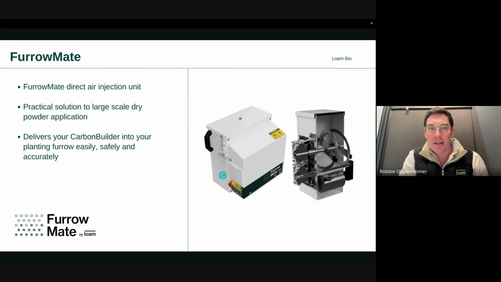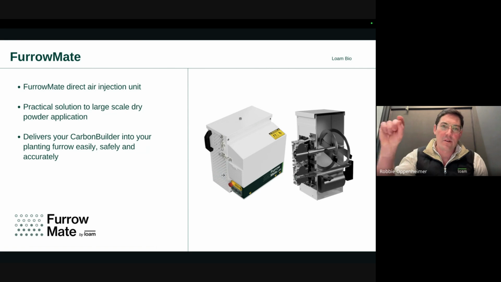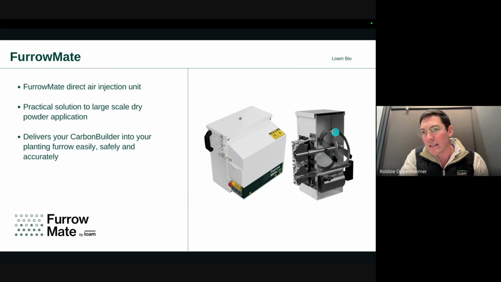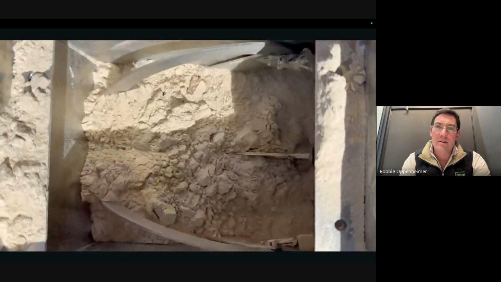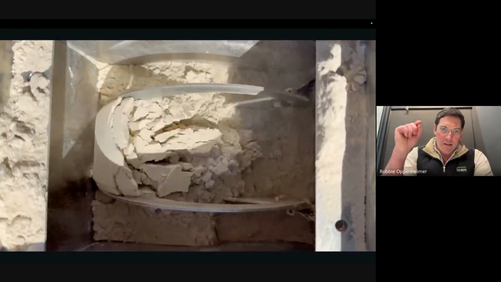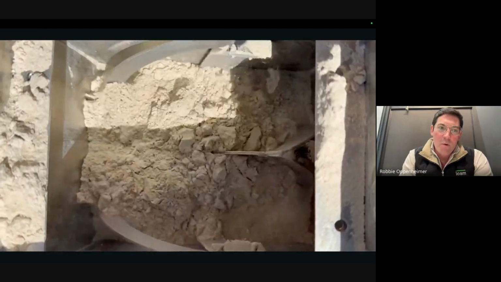That dosing meter connects to a unit in the cab so that a farmer can dose in exactly how many grams per hectare they need of the CarbonBuilder powder, while there's a blending unit that can turn over that powder in situ to ensure that it's evenly dosed out. This is an example of what that actually looks like as the powder is filtering through that auger.